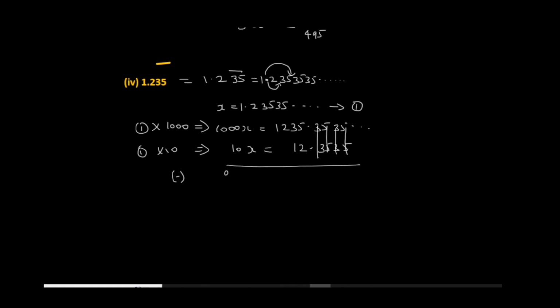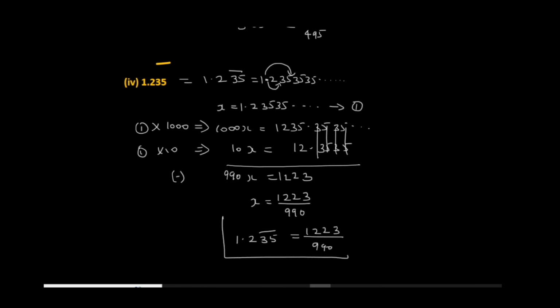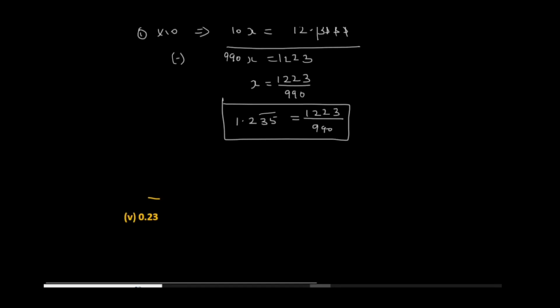1000x minus 10x is nothing but 990x, which is equal to 1235 minus 12, that is 1223. So x is equal to 1223 by 990. Already it is in the lowest form, so no need to reduce it. So 1.235 bar in p by q format is nothing but 1223 divided by 990. This is the p by q form of the given non-terminating and recurring decimal.